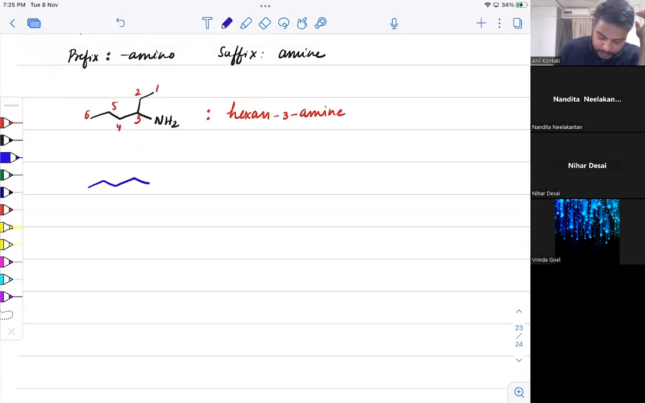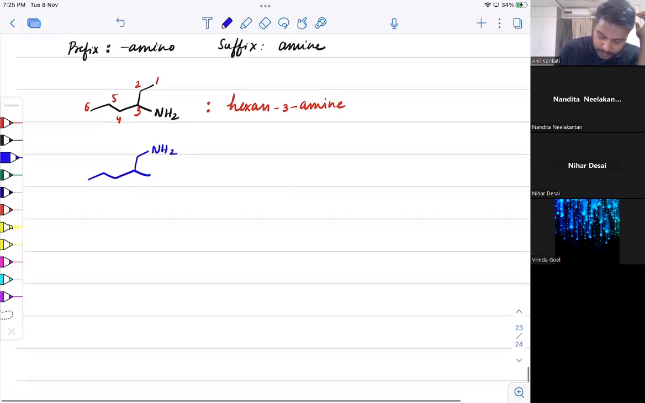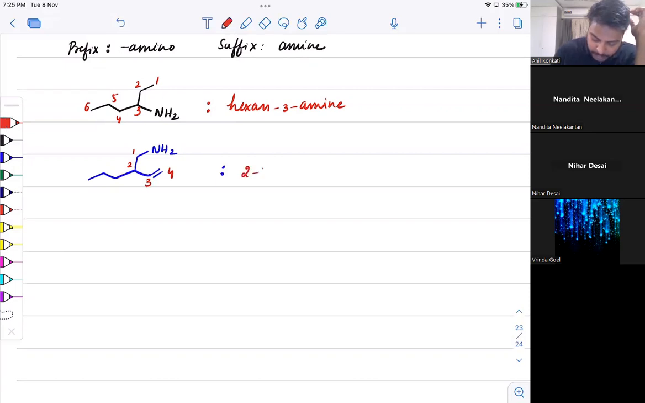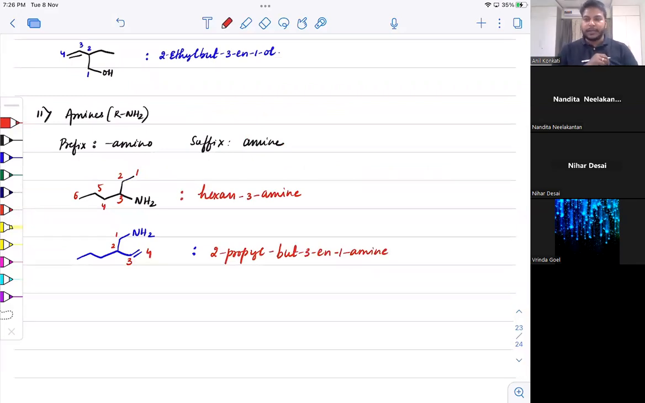But in case you have it like this, we have NH2 coming here, correct? And we have a double bond here. In that case, you need to go in the line of the double bond. So numbering should be from here, 1, 2, 3, 4. And on the second position, I have propyl. So the naming should be 2-propyl, but-3-en-1-amine. You can write 1-amine or simply amine. It is still going to be fine. Clear on that?